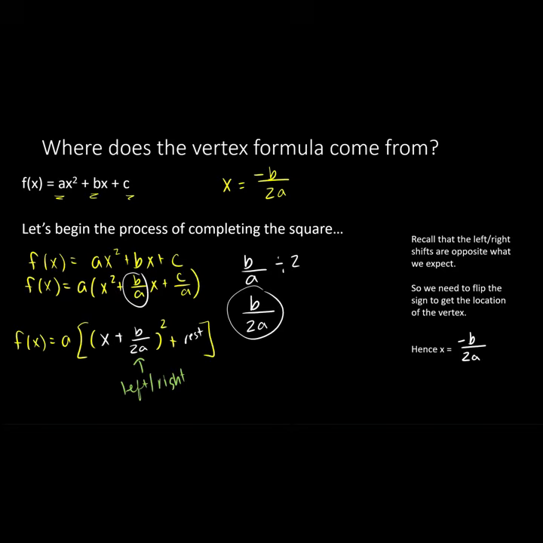Now, if you wanted to finish the completing the square process, you could actually also figure out the vertical shift and get the y coordinate for the vertex, but typically that is not the most straightforward way to do it. Hope this video answered that question for you. Where does this formula come from?